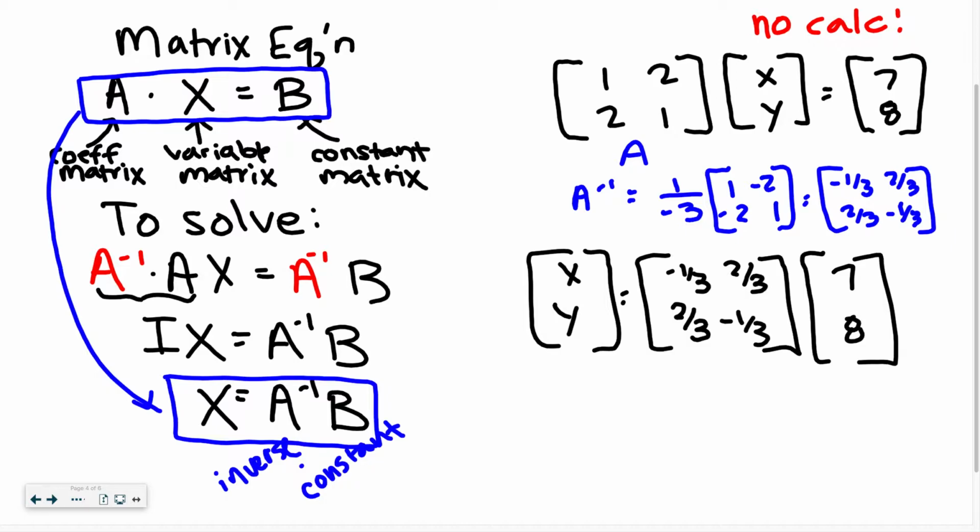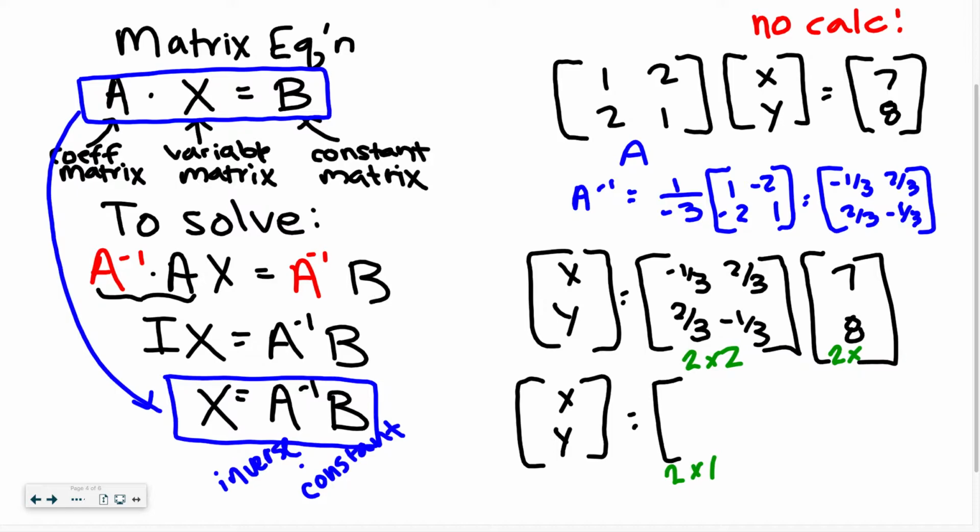I'm just taking the inverse times the constant. So now I just got to work it out. You might stop and think: this was a 2 by 2, this was a 2 by 1. So my answer is going to be a 2 by 1 in the end, which makes sense. So I should have an x and a y. I should have only one entry in each row.